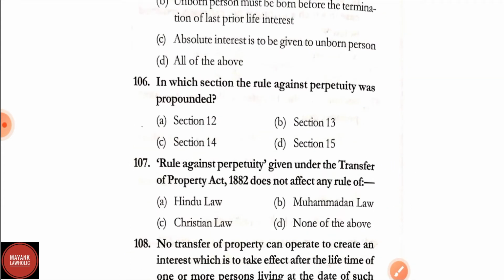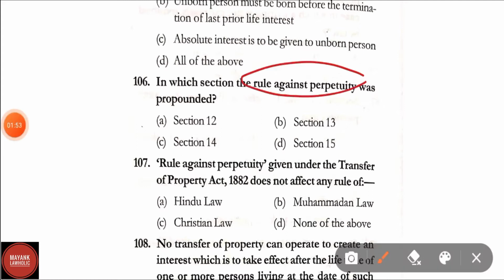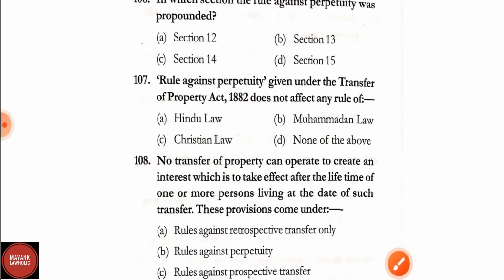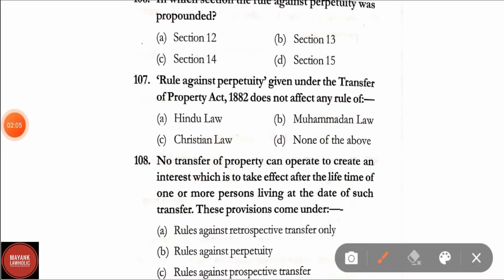Question number 106. In which section was the rule against perpetuity propounded? Options are section 12, section 13, section 14, section 15. Correct answer is section 14. In section 14, rule against perpetuity is propounded. Question number 107. Rule against perpetuity given under the Transfer of Property Act 1882 does not affect any rule of Hindu law, Mohammedan law, Christian law, none of the above. Correct answer is option B, that is Mohammedan law.